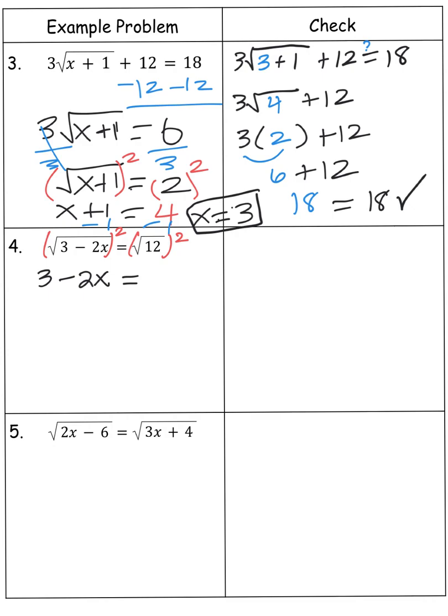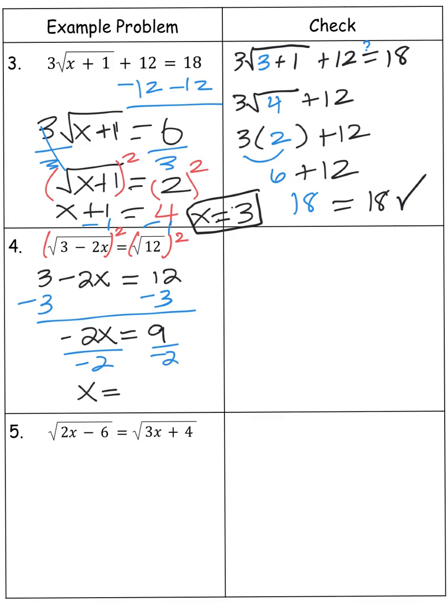And on the right-hand side, the same thing happens. The power of 2 cancels out the square root, so I'm just left with the radicand 12. Now that I have gotten rid of the square roots, I can go ahead and solve for x in my remaining equation. I'm going to start by subtracting 3. So now I have negative 2x is equal to 9. I'm then going to divide by negative 2, and I get x is equal to, I'm going to leave my answer as a fraction, negative 9 halves.